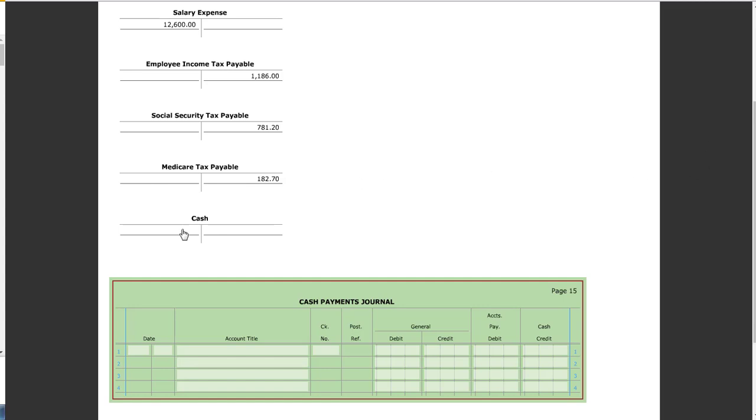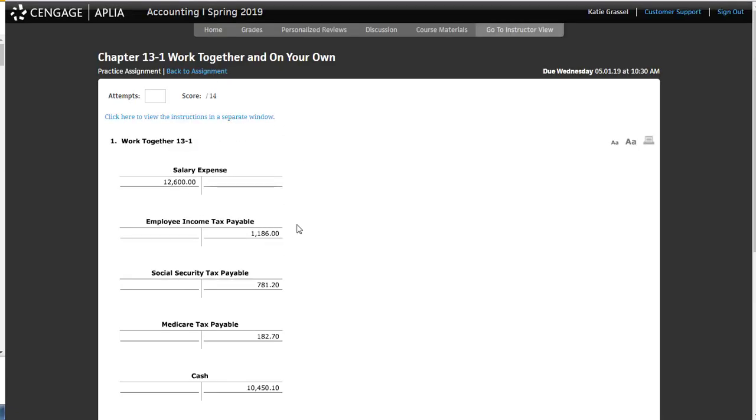Now, I got a cash amount of $10,450.10. Anyone agree? How did I find it? Subtract. I took my $12,600, subtract employee income tax payable, Social Security tax payable, and Medicare tax payable. That's my cash. Now, we use T accounts just to get us ready to get things journalized.